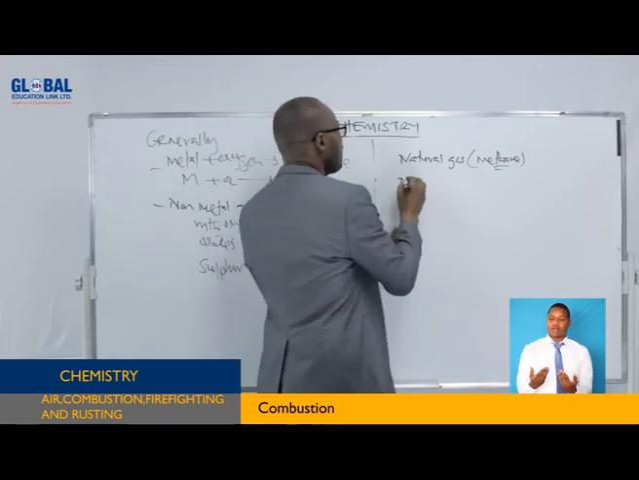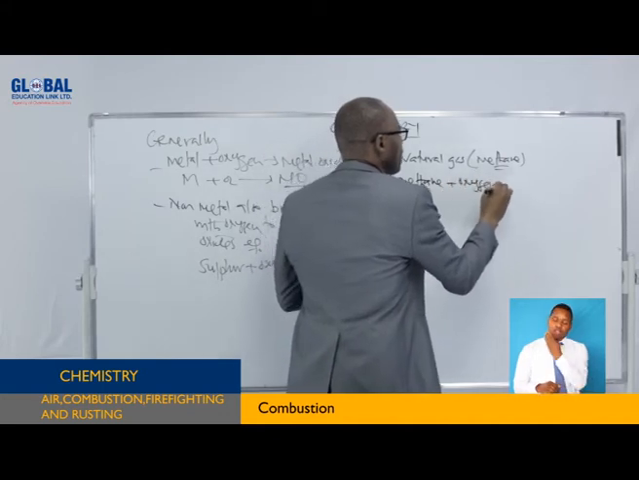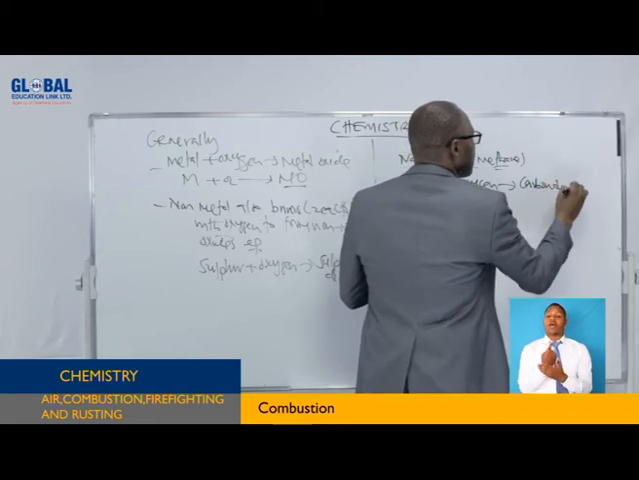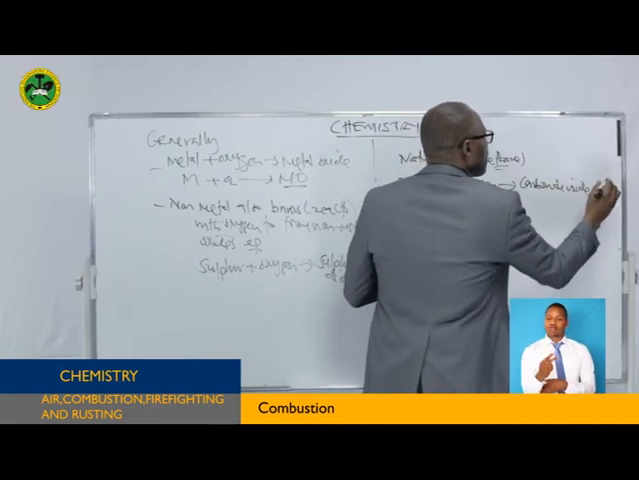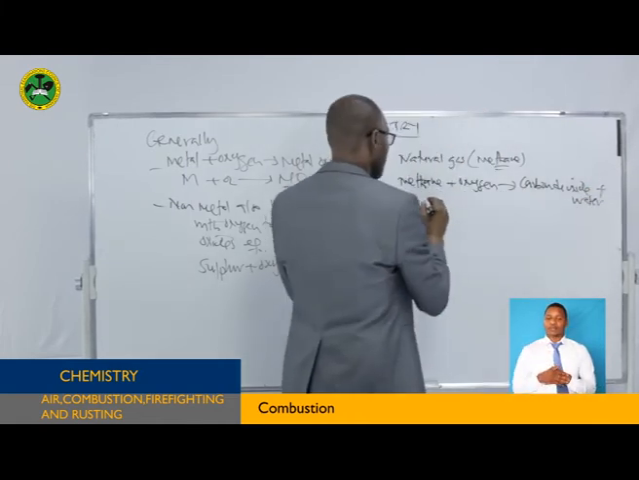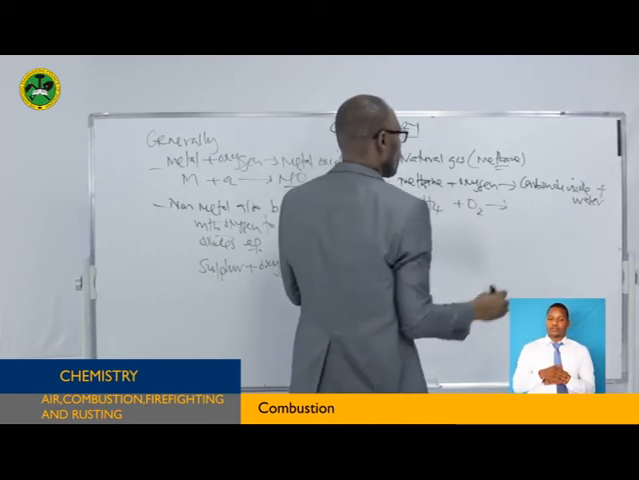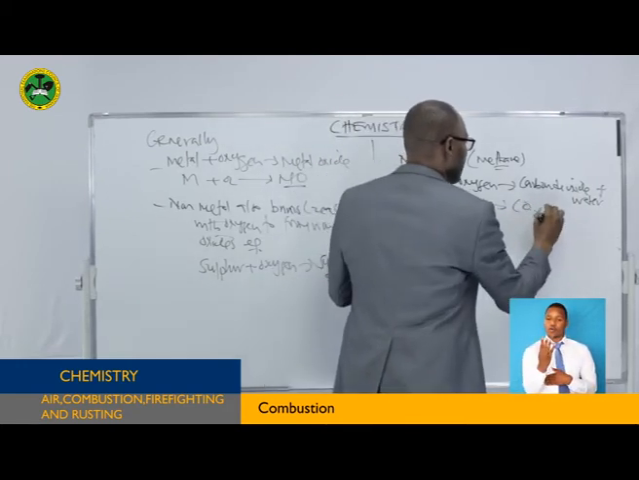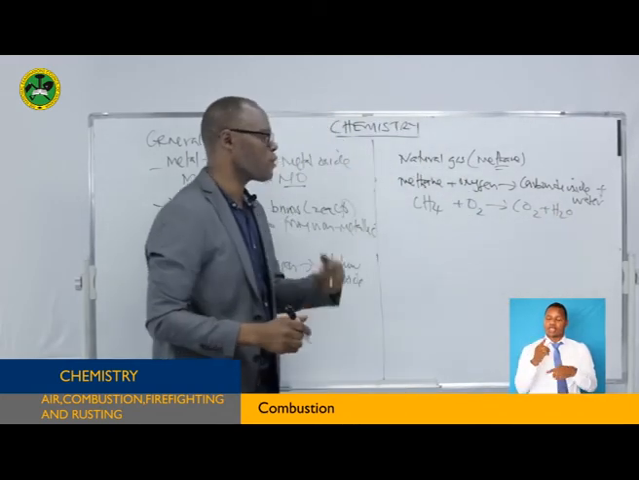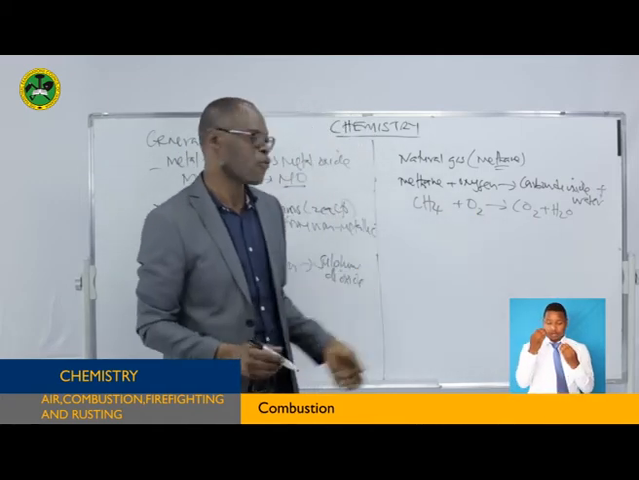So we can have methane plus oxygen will give us carbon dioxide plus water. Or you can write methane, CH4, plus oxygen will give us carbon dioxide plus water. I'm using these equations because I believe you have learned some of these, so you can be able to understand.